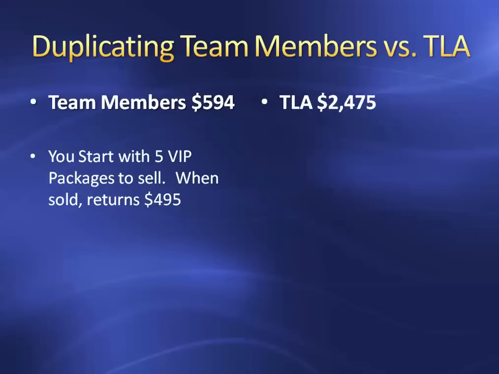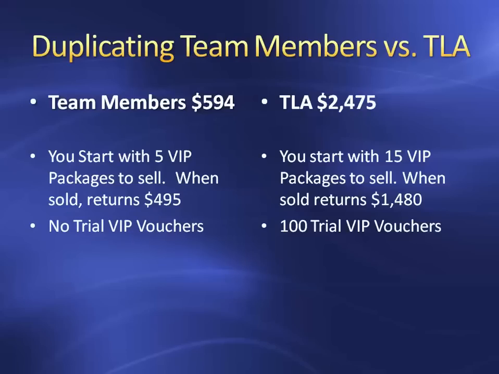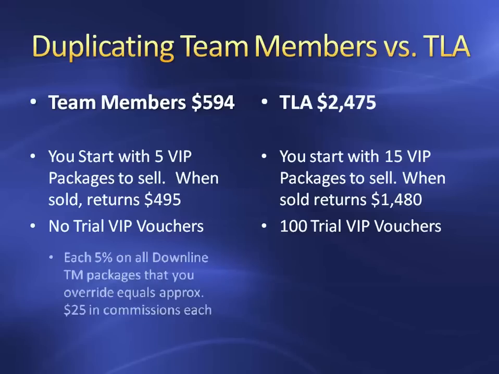Further, you start with 5 VIP packages on the team member program. When sold, returns $495. On the TLA side, you start with 15 VIP packages to sell. When sold, returns $1,480. Now on the team member side, you don't start with any trial VIP vouchers. Yet on the TLA side, you start with 100 trial VIP vouchers.